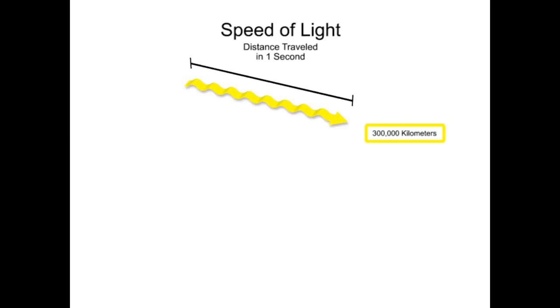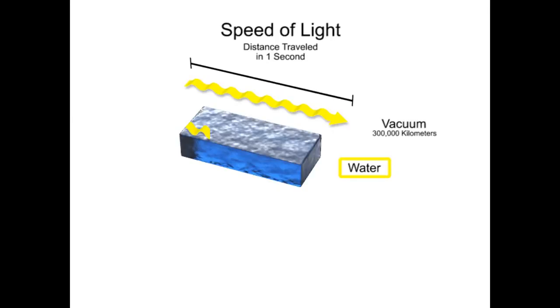Thus, while a light wave travels at a speed of 300,000 kilometers per second through a vacuum, or the gaps between atoms, the absorption and re-emission process in different materials results in the net speed of the light wave to be less than the speed of light. In water, light travels at about 75% of its speed in a vacuum, or 225,000 kilometers per second.